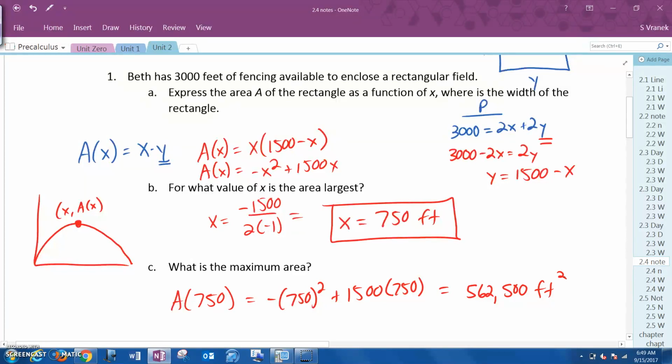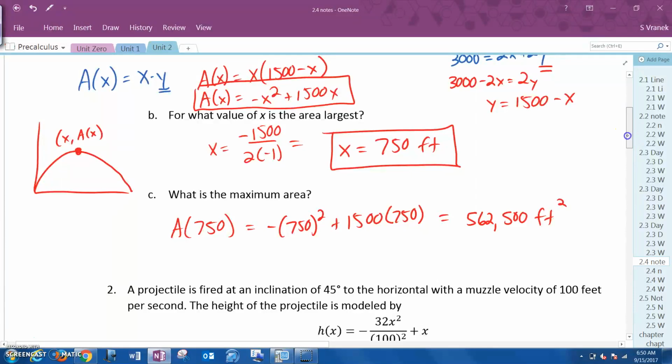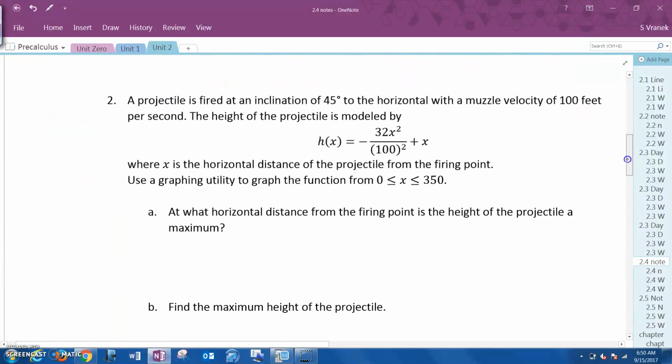The hardest part for these problems is coming up with this formula right here, A of x, using the two formulas and getting what you need to do. Alright, now we're going to look at the next one. For this one we're going to use a calculator just because the numbers are a little bit more, and it tells you to use a graphing utility, which is a calculator. So when you see use a graphing utility, that means use your graphing calculator. I guess you can use Desmos on your computer if you want.